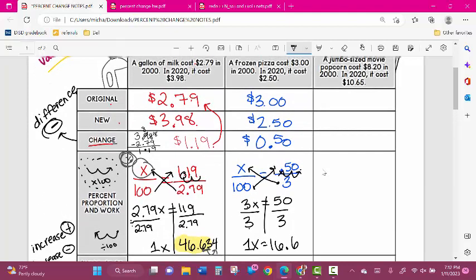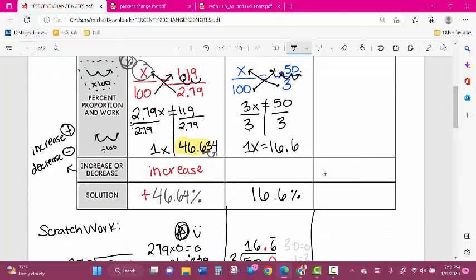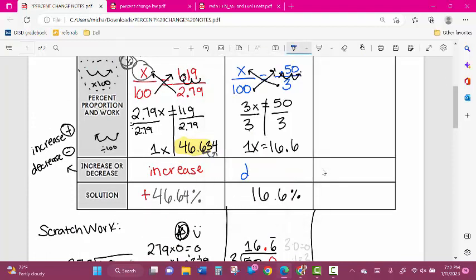To know if it's an increase or decrease, let's look at our change from our original to our new. We started at 3 and ended at 2.5, so we went down, which means this was a decrease. Because it's a decrease, then I'll denote that using a negative symbol with my percent change.